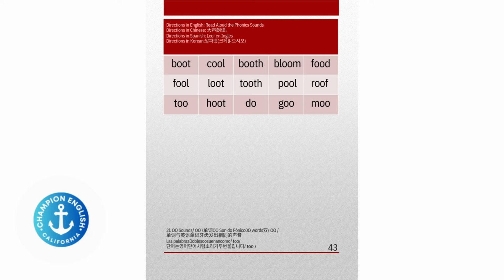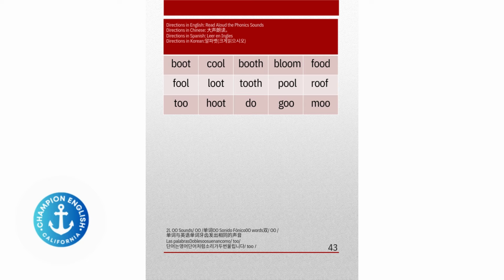Hello, students, and now we're going to do the ooh sound. Come on, let's say it, because I know you have seen a football touchdown on the field or a cute girl walking by and you just said, ooh. All right, so come on, let's say that sound together. Ooh. Good job, everyone. Okay, let's go to the first word, boot.